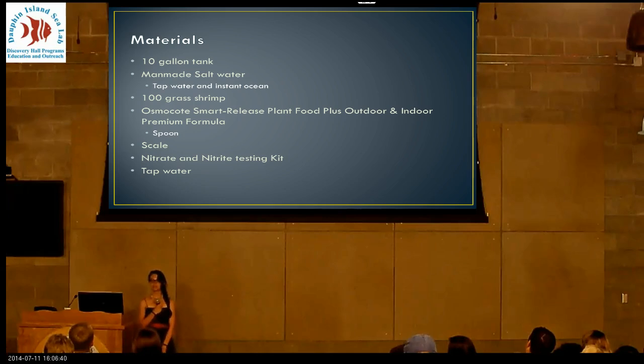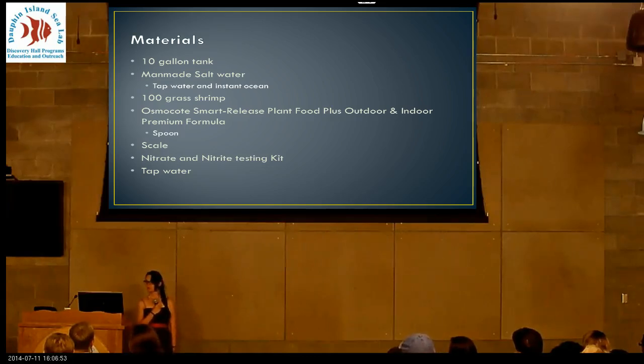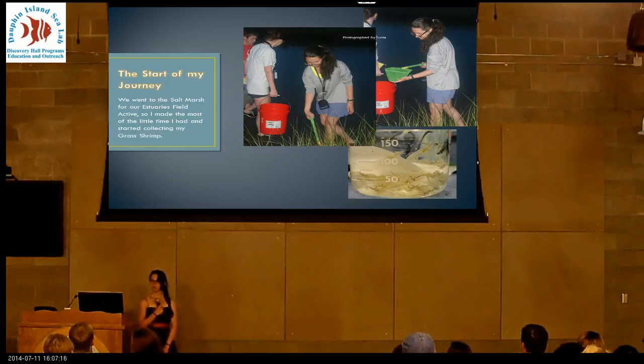The materials I used were a 10-gallon tank, man-made salt water, which I made with tap water and Instant Ocean, and a lot of help from Danny. And then I had 100 grass shrimp, and I used a fertilizer, which I would smash up with a spoon so that it would dissolve quicker, and a scale to measure all that out, and the water testing kit, and I only used 2 of the tests, which were the nitrate and nitrite, and tap water.